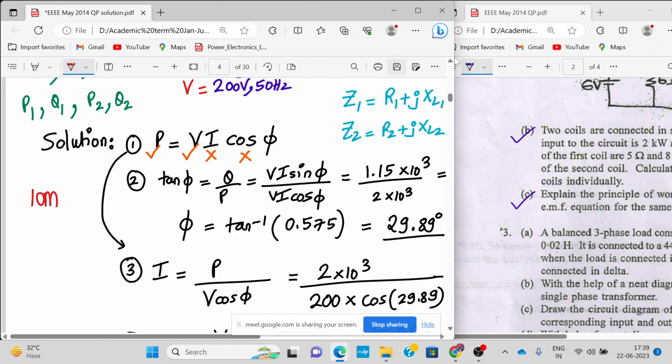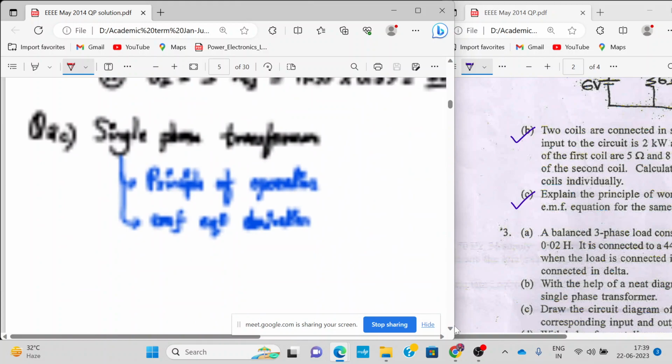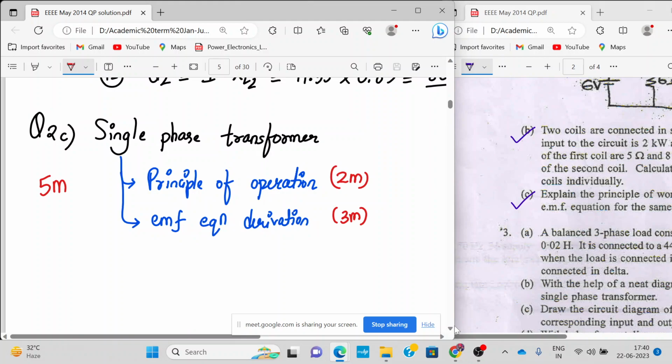Alright. This will come for 5 marks. If it comes for single phase transformer, principle of operation along with the transformer symbol, and EMF equation derivation. Is it fine? Can we move on to the next one? Yeah.